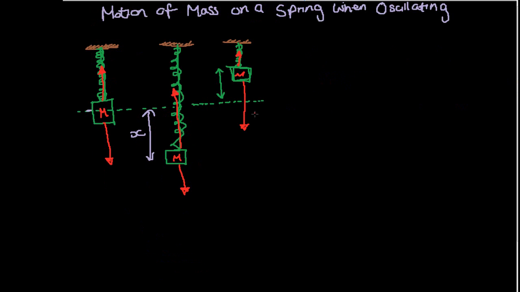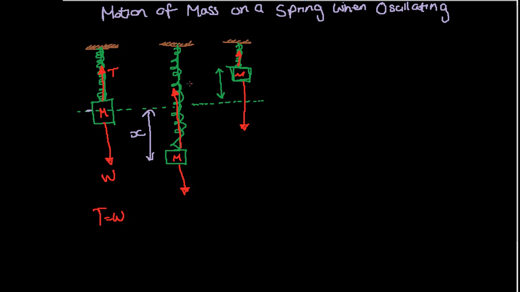Now we're going to look at motion of the mass on a spring when it's oscillating. We're going to look at three different situations of the mass on a spring: when the spring is at rest, when it's been pulled down, and when it's released and it's gone up. At this position we've got tension pulling on the mass and weight coming down. Because it's in equilibrium, there's no resultant force, so T is equal to its weight. Tension is equal to weight.